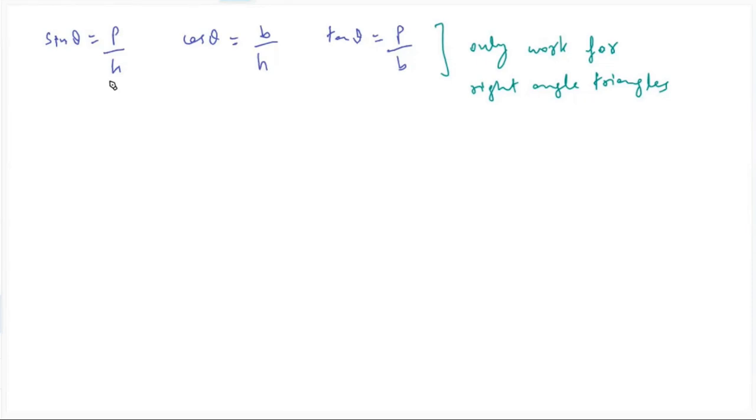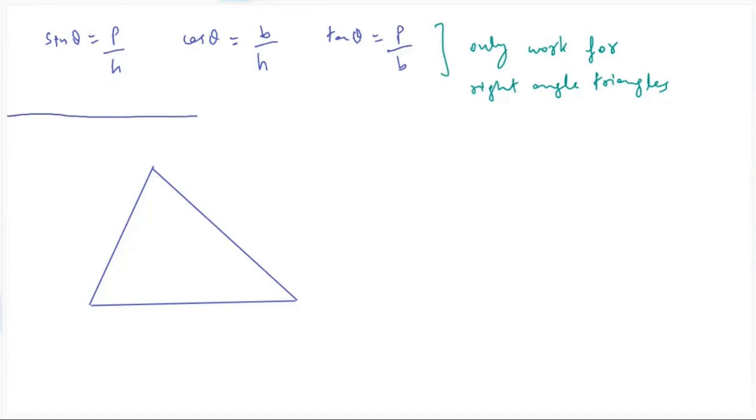Now, what about this? अब ये देखते हैं कि what do we do in other types of triangles? So what if we have something like this? We've got a triangle like this. Now this is not a right angle triangle. ठीक है? अब इस तरह के triangles के अंदर we've got two other relationships.